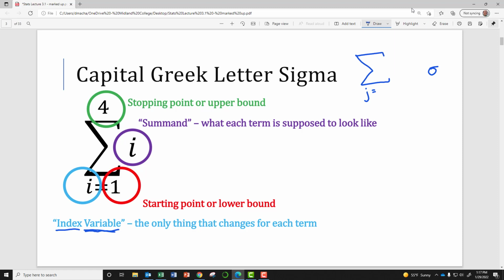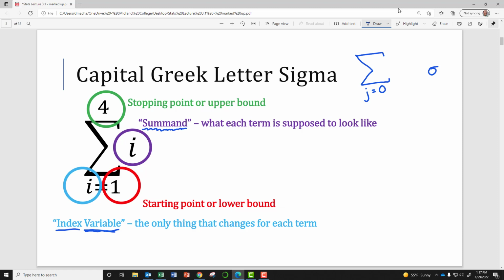But in any case, you basically choose your index variable, you name it by placing it below the Greek letter sigma, and then you set it equal to something, and whatever it's equal to, that's what we call our starting point, or our lower bound of our summation. Whatever I write immediately in front of the sigma, or immediately to the right of the sigma, this is what we call the summand.